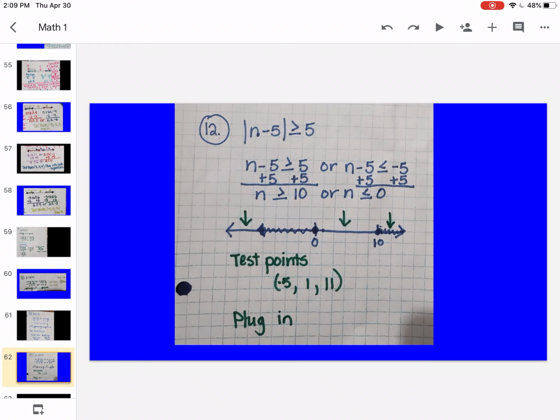Number 12, again, same. So you're just practicing this. On this one, you do have 3 test points that you need to plug in to solve. So basically, you're just writing negative 5 minus 5 is greater than or equal to 5 for the first test point. Second test point, you're just plugging in that 1 for the n. 1 minus 5 is greater than or equal to 5. And so you're going to do that for each equation.